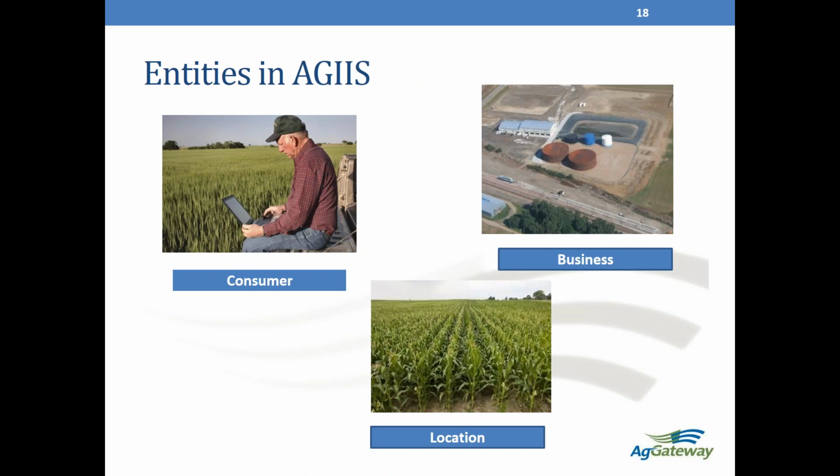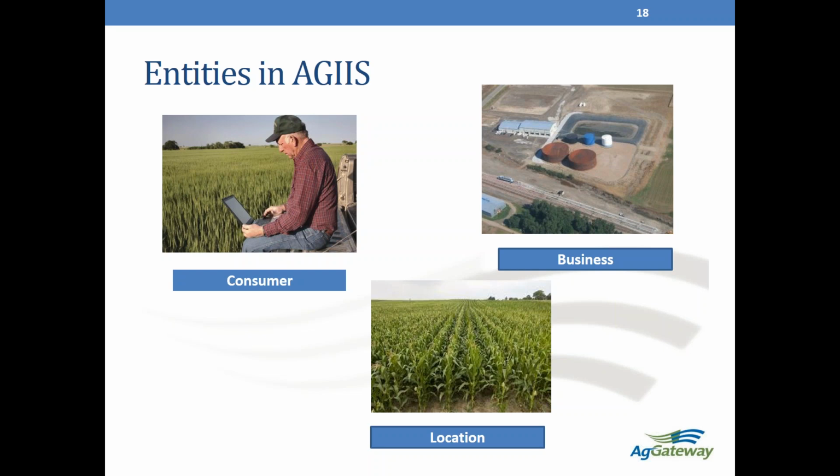So let's take a look at entities in AGIIS. We talk about consumers. These are folks that are purchasing product. It may be in the seed industry that they're buying a bag of corn to plant on their farm. They are folks that are eligible for a unique identifier or a GLN, a global location number. It could also be in the turf and ornamental industry. It could be a golf course purchasing product as well.